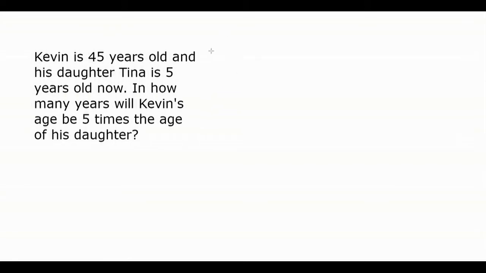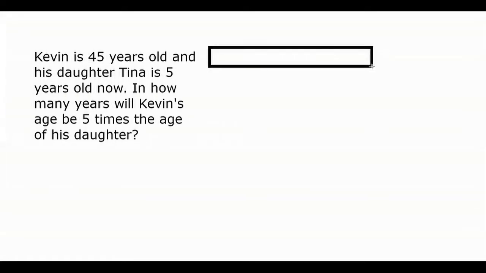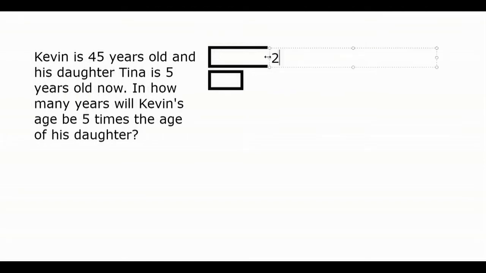We're going to make a bar that will represent Kevin's age, his current age. And this block over here will represent Tina's age. Of course, this isn't an accurate measurement of the ages. We'll just say it's going to be 45 years old and Tina is 5.